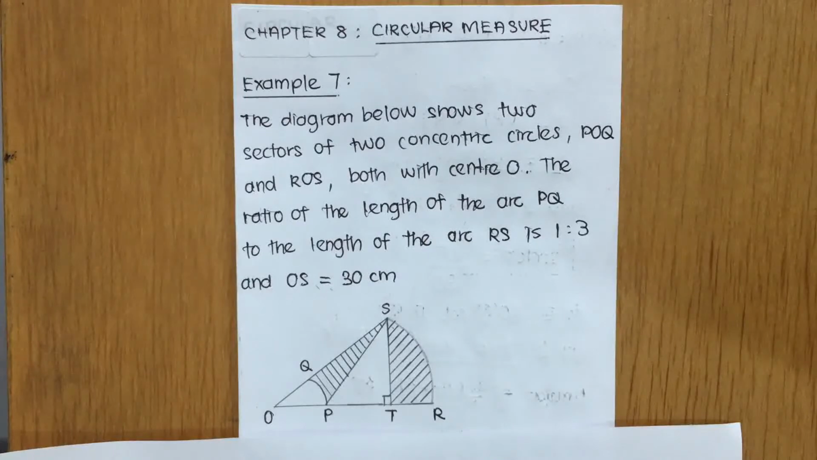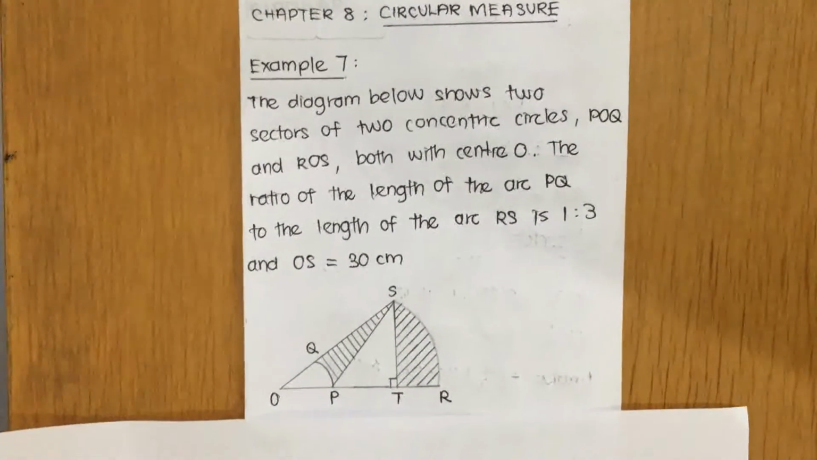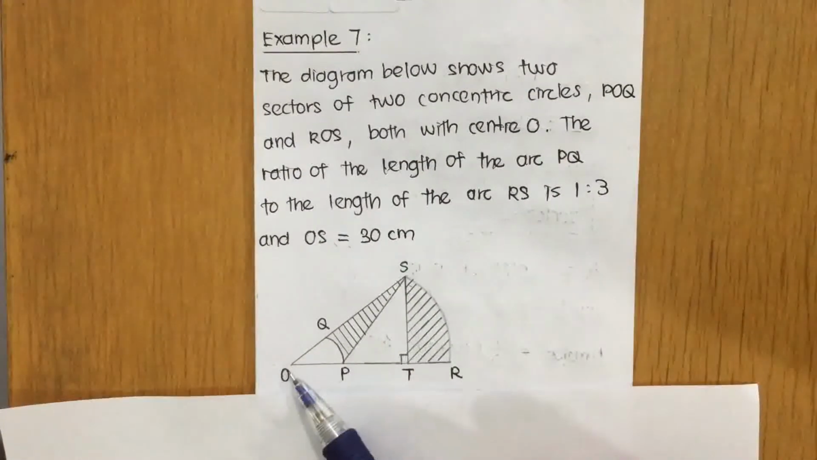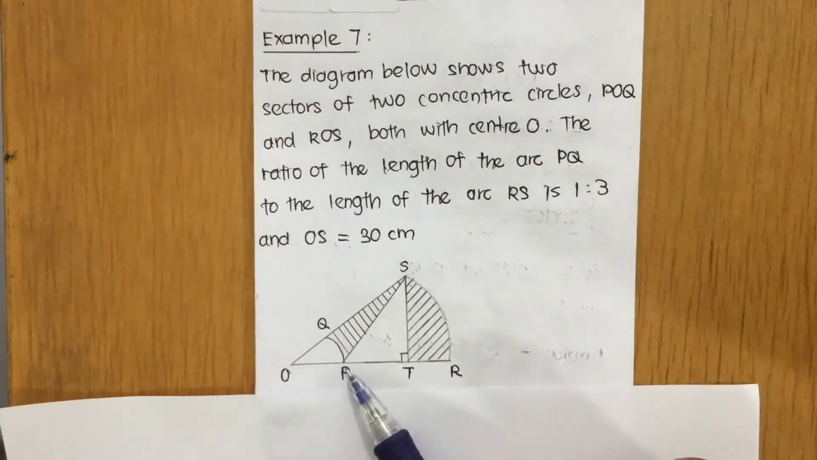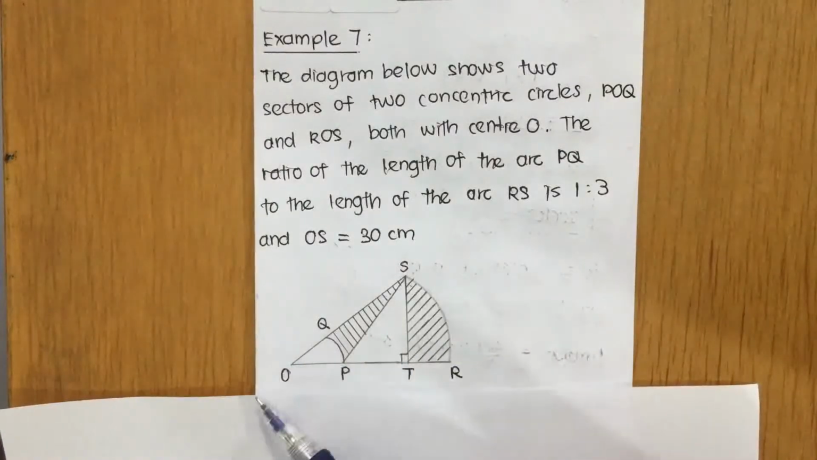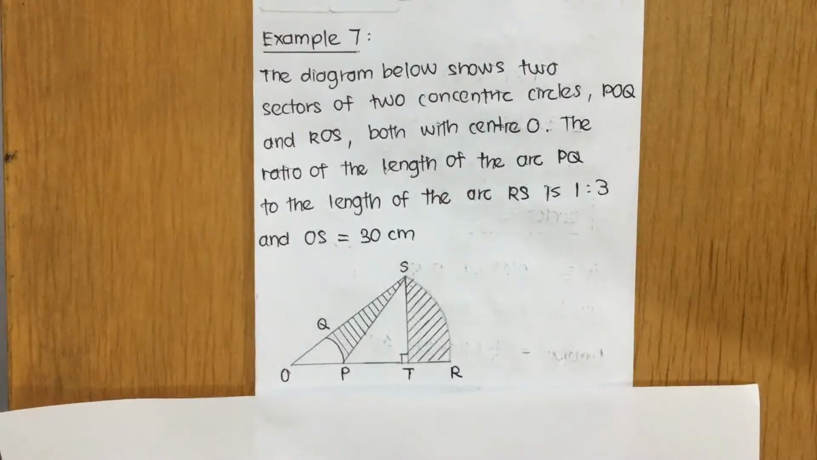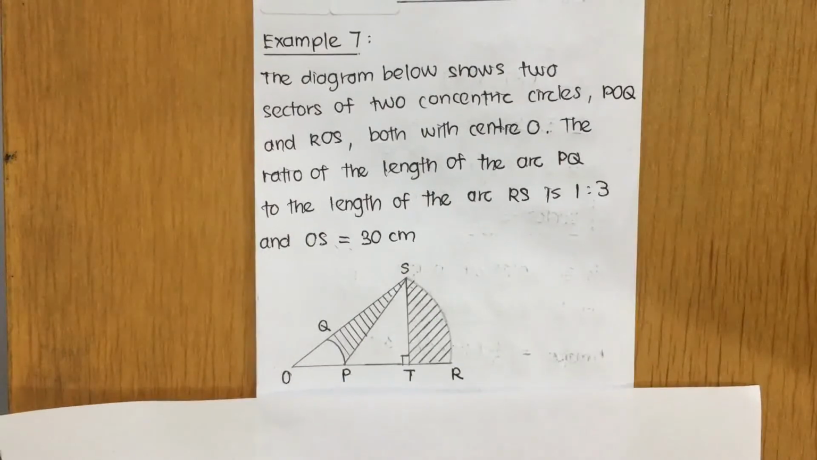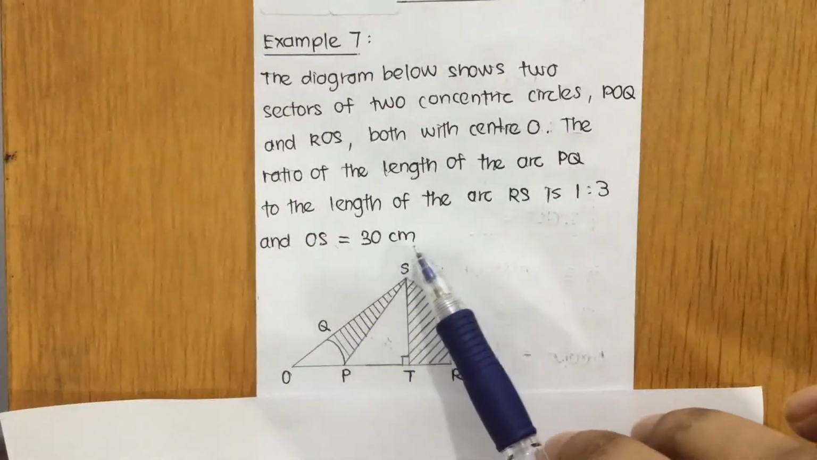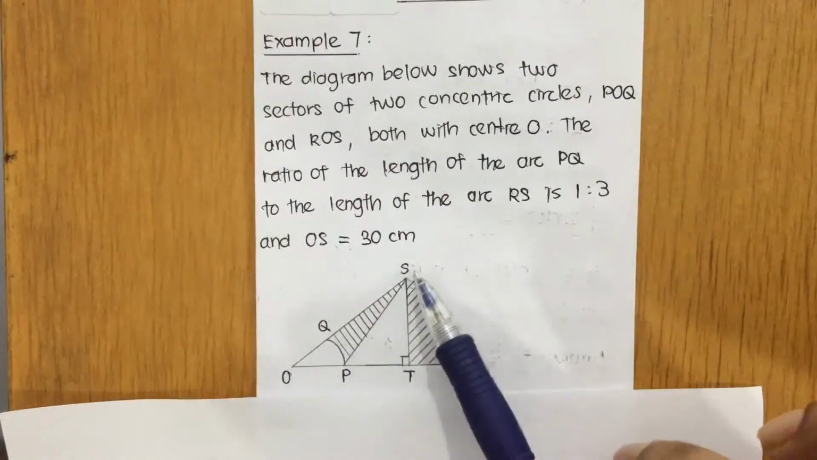Okay, let me read the example 7 question now. The diagram below shows two sectors of two concentric circles POQ and ROS, both with center O. As you can see here, you have the concentric circles POQ and ROS. Let us continue. The ratio of the length of the arc PQ to the length of the arc RS is 1:3, and given that length OS is equal to 30 centimeter, which is this length here, guys.